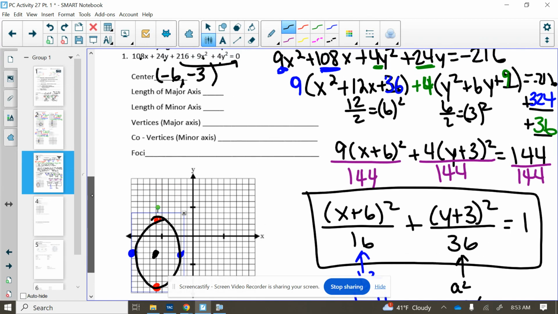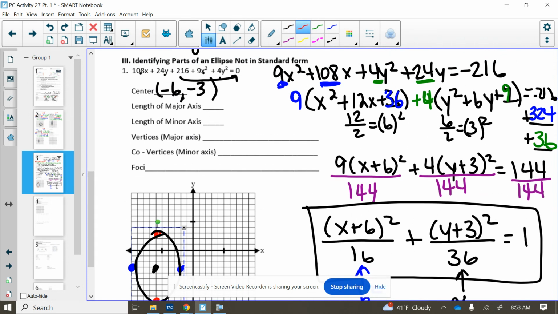And again, we know that our vertices on the major axis are at -6, 3, and -6, -9. These co-vertices are at -10, -3, and -2, -3.